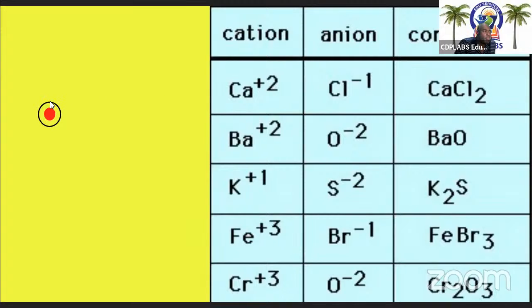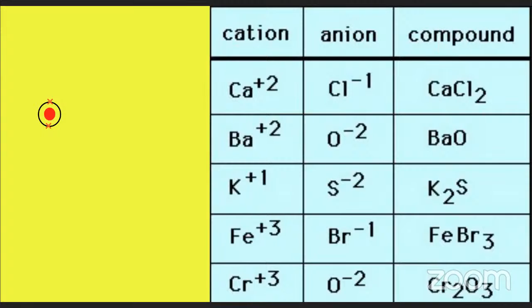So we put on some electrons. What's the atomic number for calcium? Nobody can tell me? 20. Very good, 20. So what is the electronic configuration for calcium?